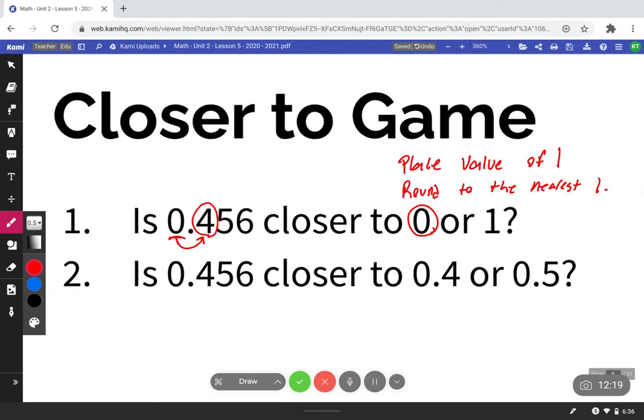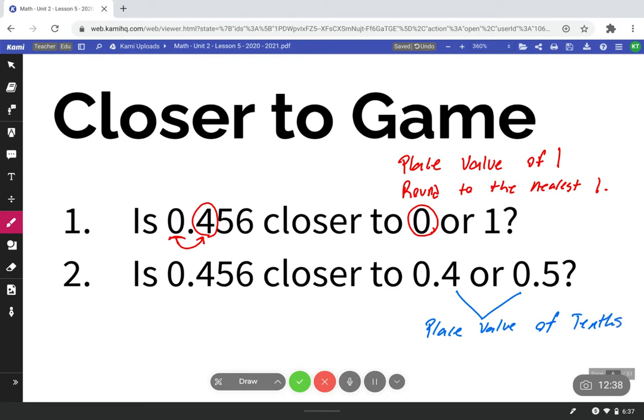Okay, let's go to the next one. Is 456 thousandths closer to 4 tenths or 5 tenths? Well, both 4 tenths and 5 tenths have a place value of tenths. Round to the nearest tenth.